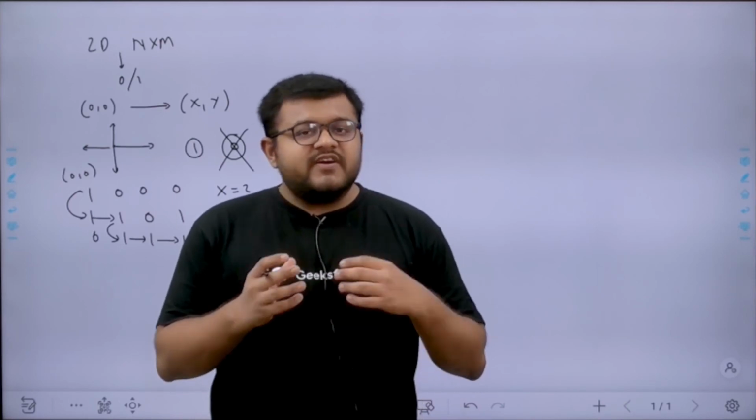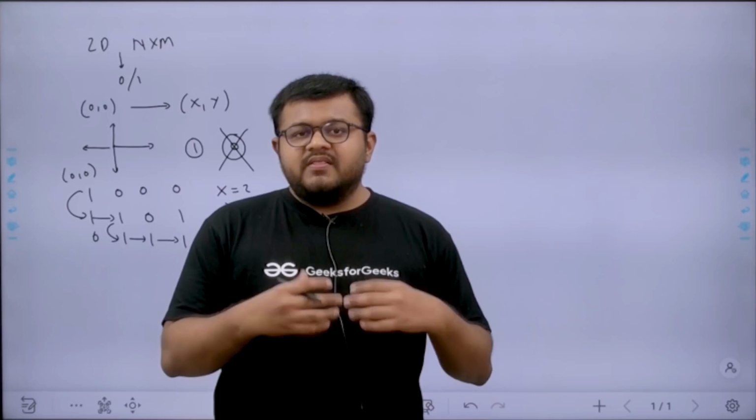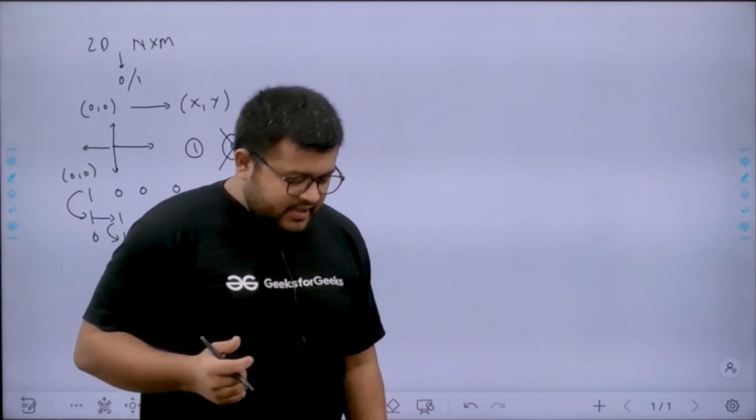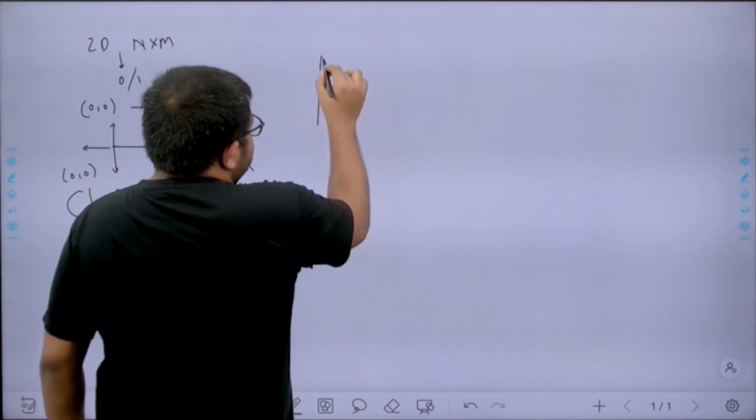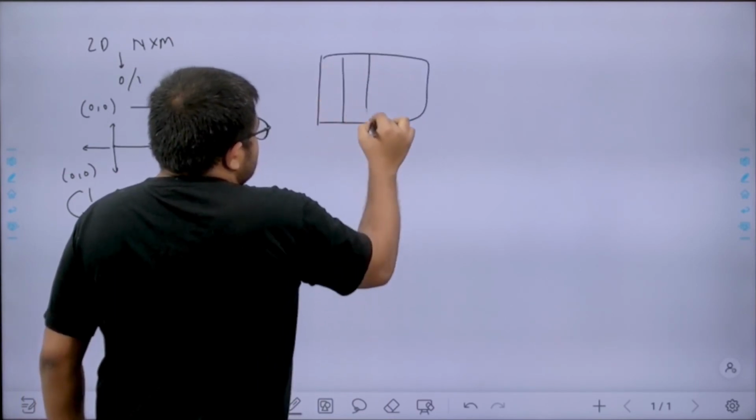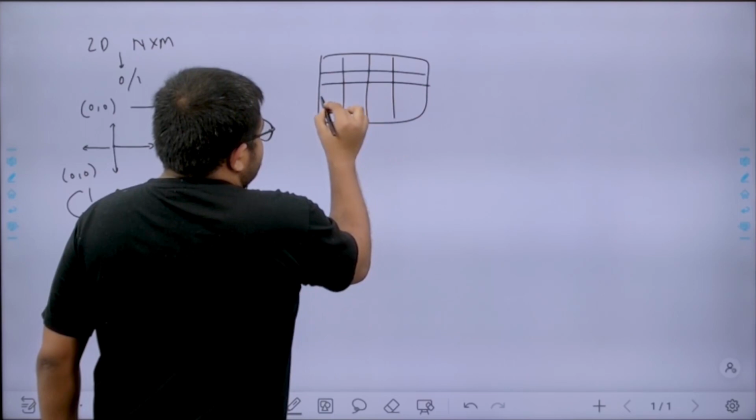So can we convert this 2D matrix into a graph and then think further? Yes, definitely. How can we convert this 2D matrix into a graph? See, suppose this is the 2D matrix which I am given, right?